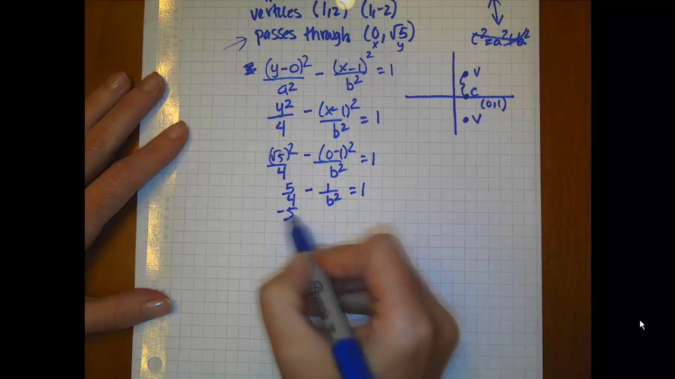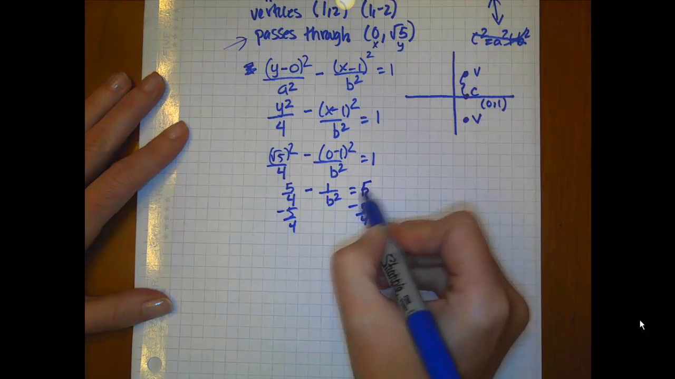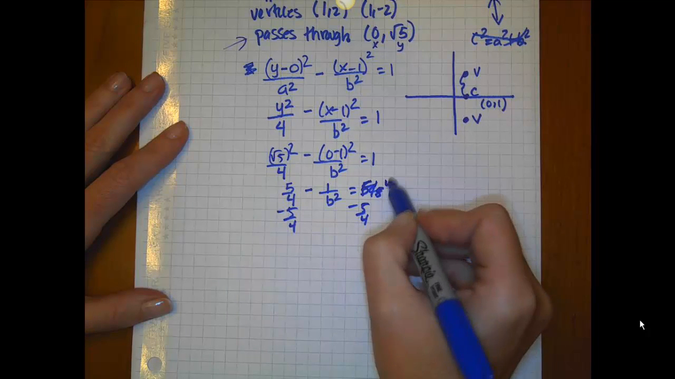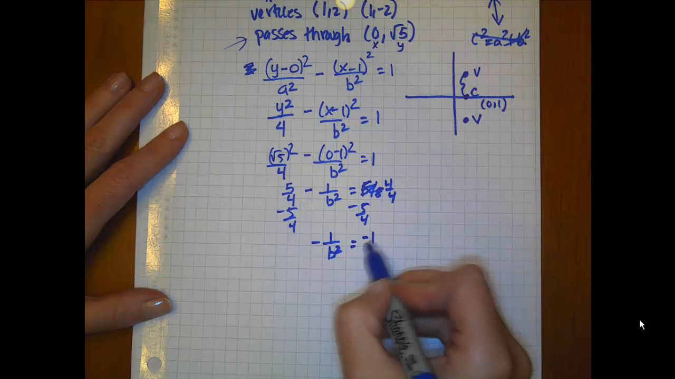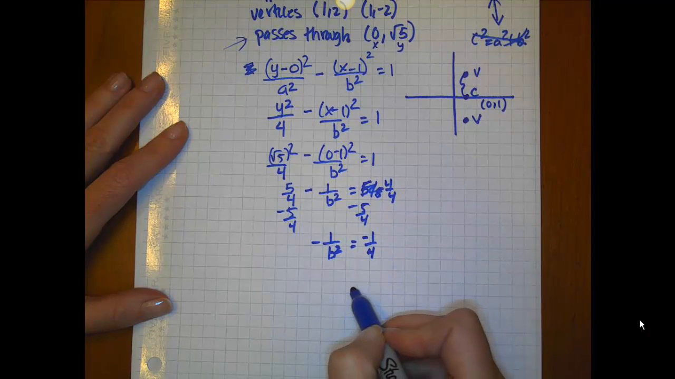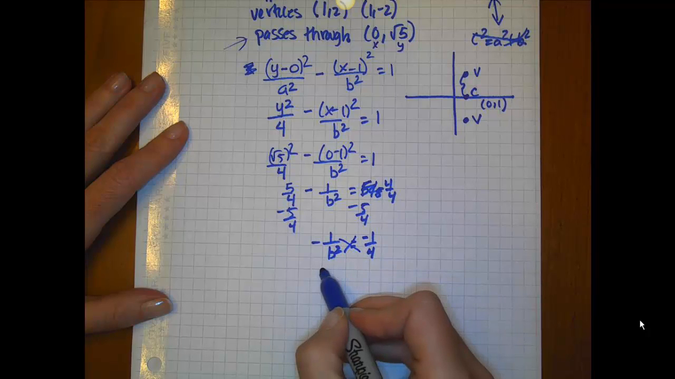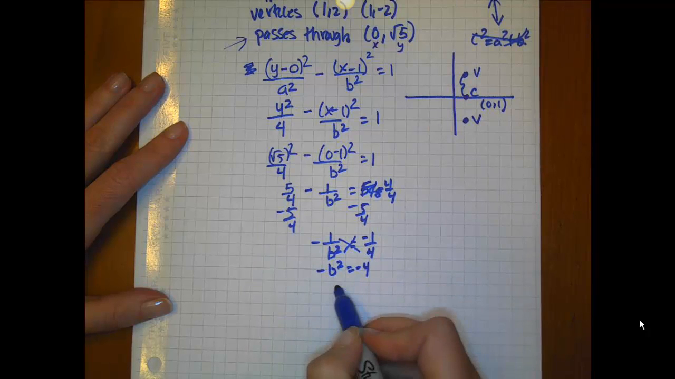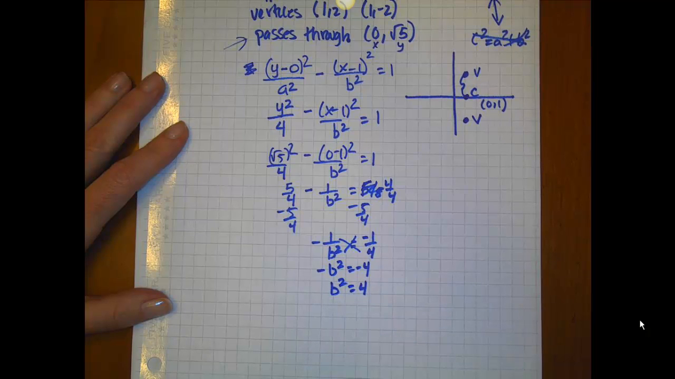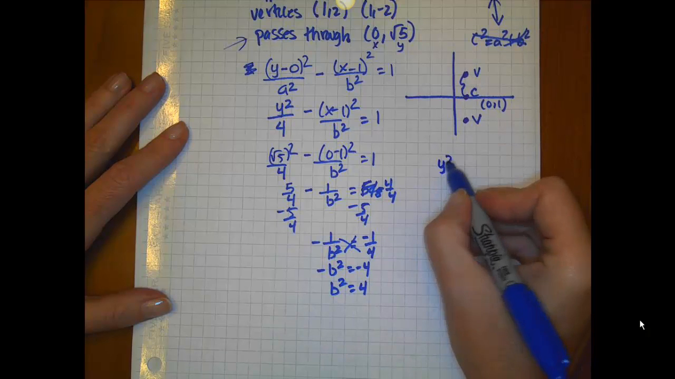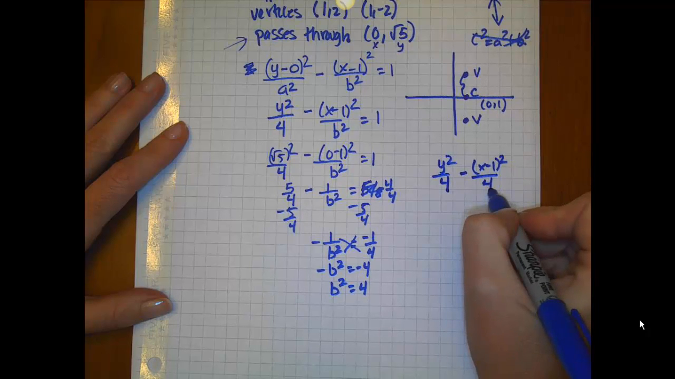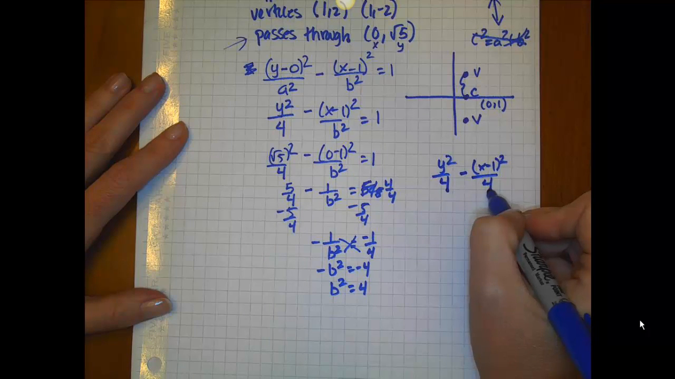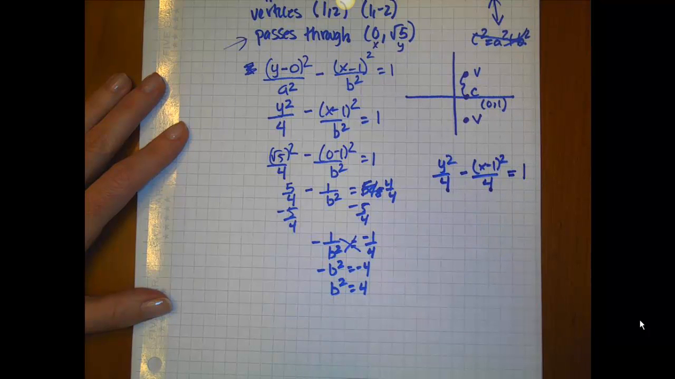So this would be 5/4 minus negative 1 squared, which is 1, over b squared equals 1. I can subtract 5/4 from both sides. And remember, this is 4/4, pardon me. So I have negative 1 over b squared is equal to negative 1/4. When I cross multiply, negative b squared is equal to negative 4. So b squared is equal to positive 4. So when I put that all together, y squared over 4 minus (x minus 1) squared also over 4, yes, your transverse and your conjugate axis can be the same, is equal to 1.